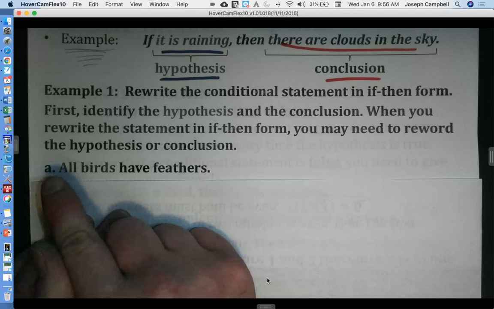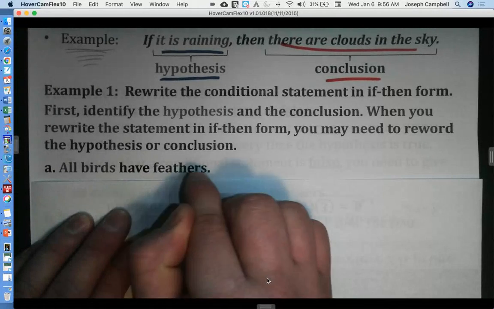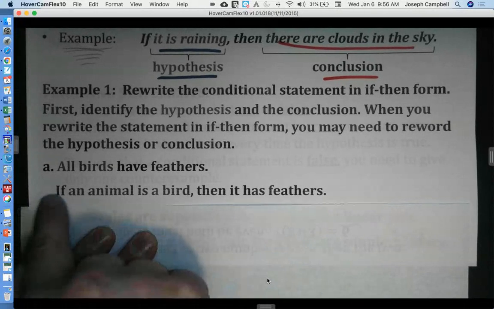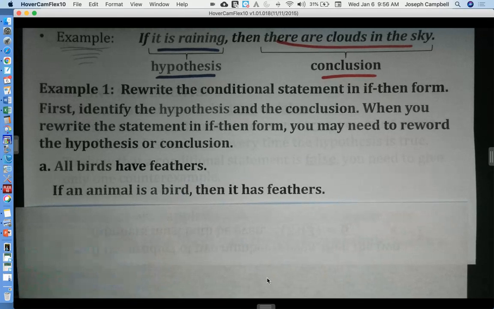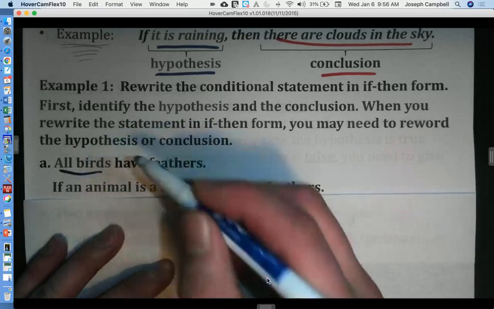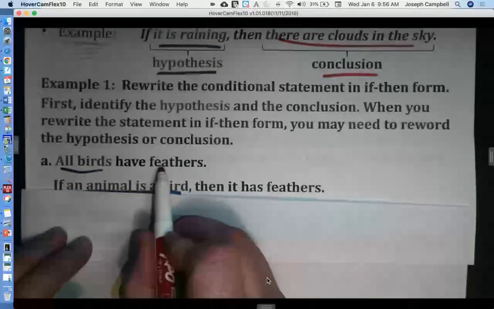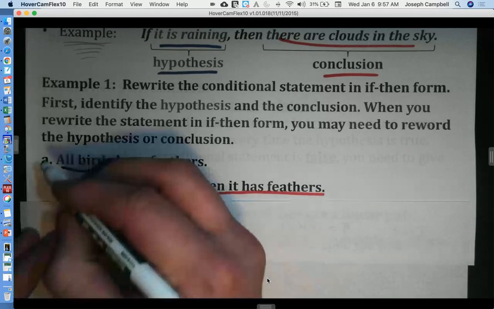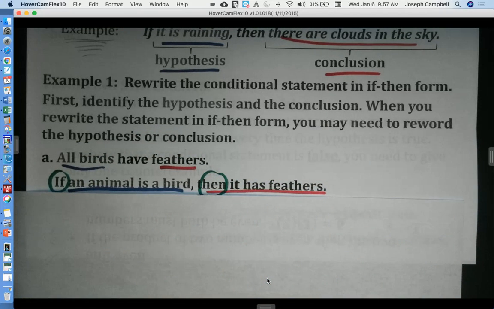So, just try your best. Try and write this in if-then form. If what, then what? Maybe you wrote something like this. If an animal is a bird, then it has feathers, right? So hopefully you can see we have a hypothesis, or condition, and we have a conclusion. It has to have feathers. Now, I should have omitted this word then, because these are really the skeleton of the statement. Let's try again.